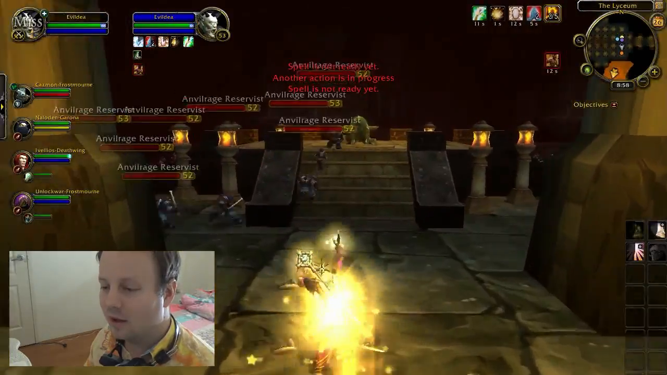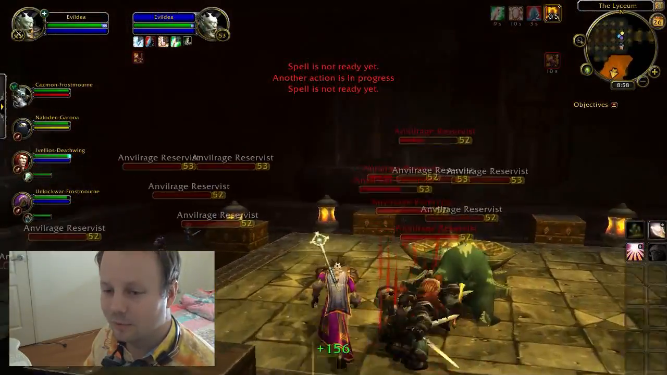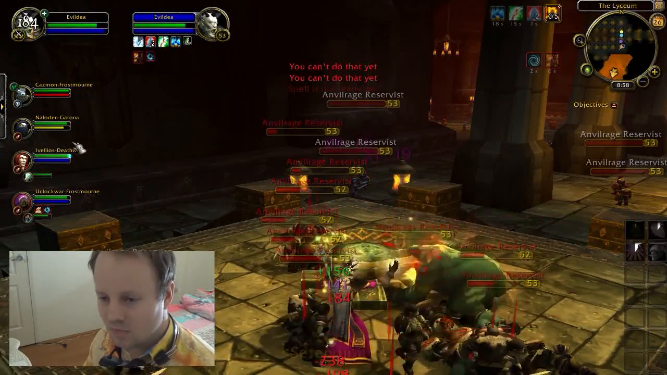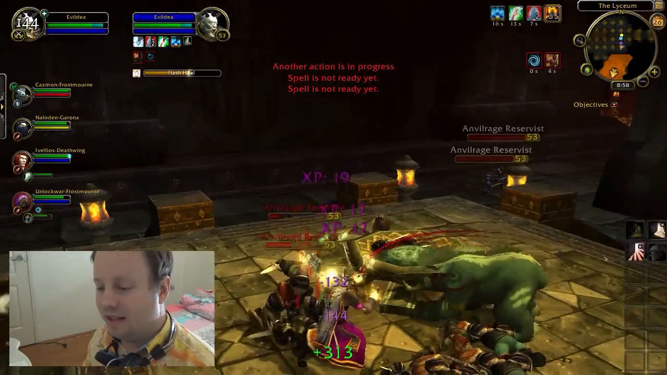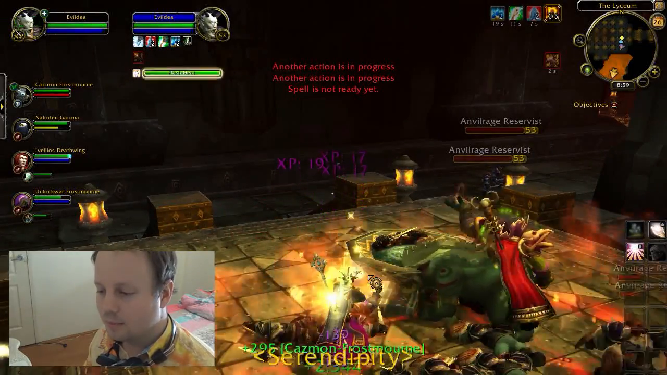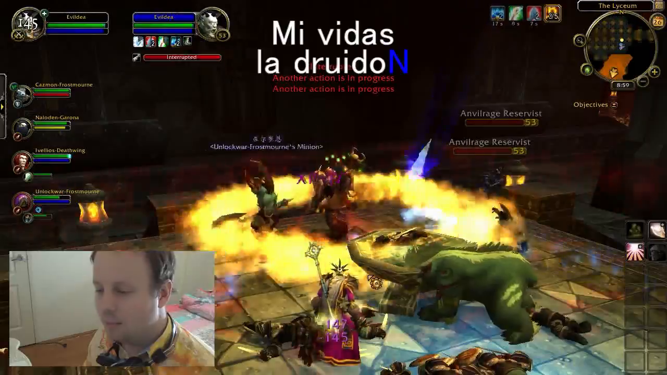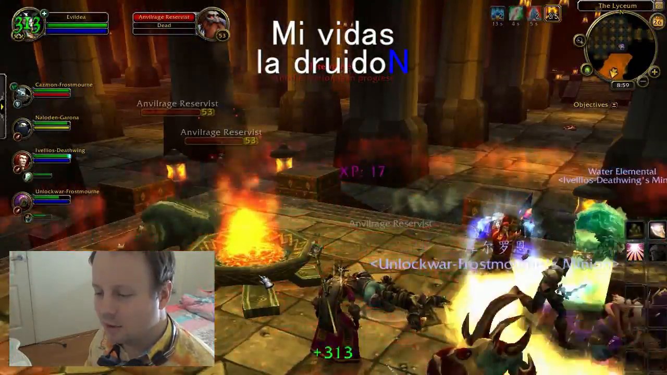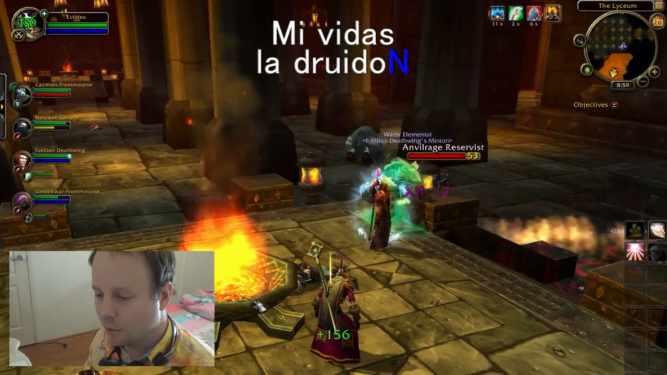So let's try another one. We're going to use the verb see this time. So the verb for see is vidas. Okay? So, how would you say, I see the druid, standard word order? Me vidas la druidon.